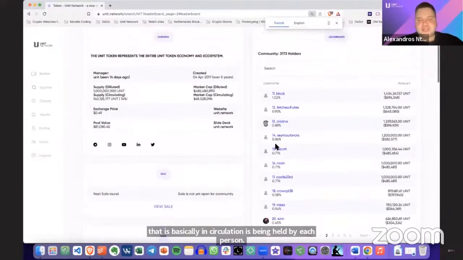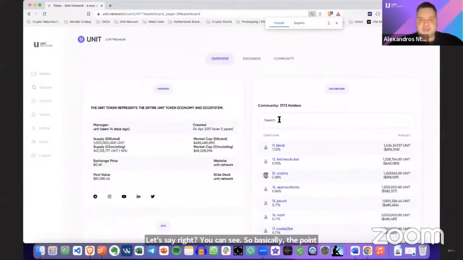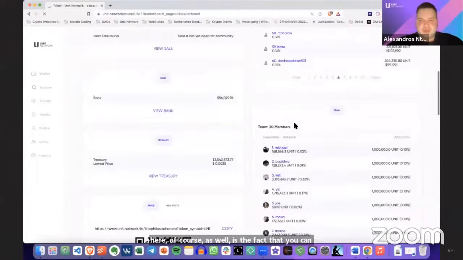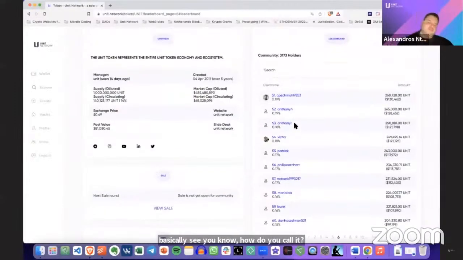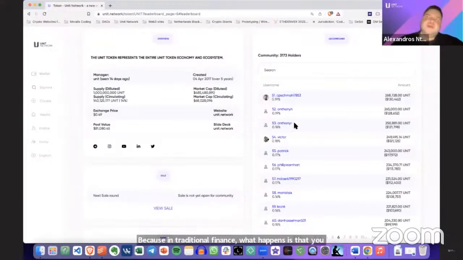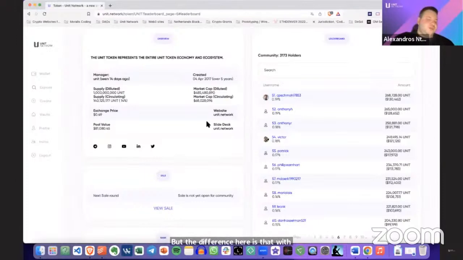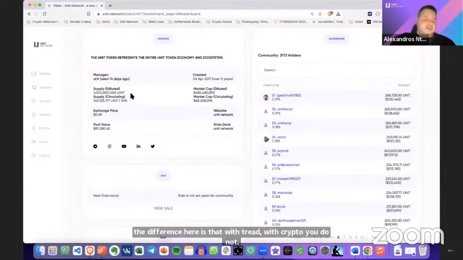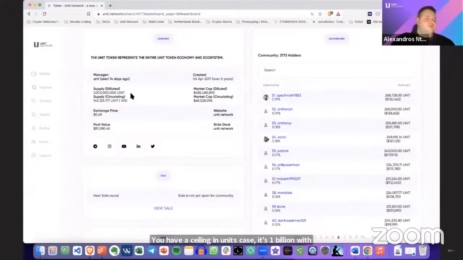So the point here is that you can see how much everyone holds, and it's much more transparent than it would be in traditional finance, right? Because in traditional finance, you do not know how much circulation there is. Well, you kind of know how much circulation of the dollar there is, for instance. If you Google it, there should be something like how many dollars are in circulation right now. But the difference here is that with crypto, you have a ceiling. In unit's case, it's 1 billion. With Bitcoin, it's 21 million.